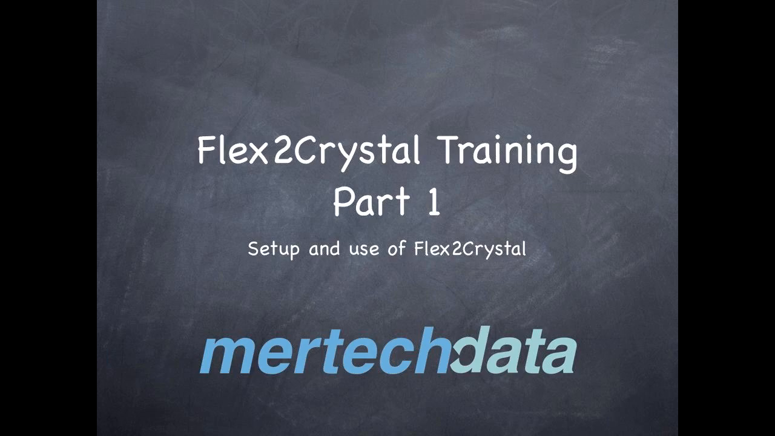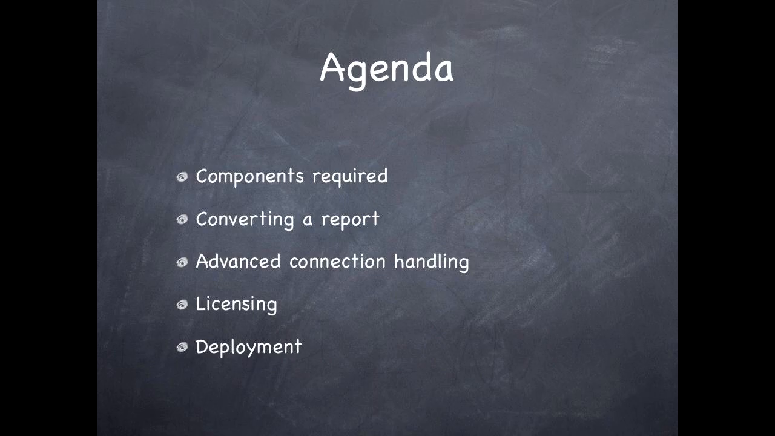Our agenda for this morning is we're going to go over the components required to get this running. We are going to take a look at the test report and also at converting a report. We're going to take a look at some of the issues related to advanced connection handling. And then we're also going to look at the licensing issues involved, especially with the SAP licensing more than the Flex2Crystal licensing. And then we're also going to take a look at the deployment of Flex2Crystal. So we're going to take you from cradle to grave, so to speak, with this.